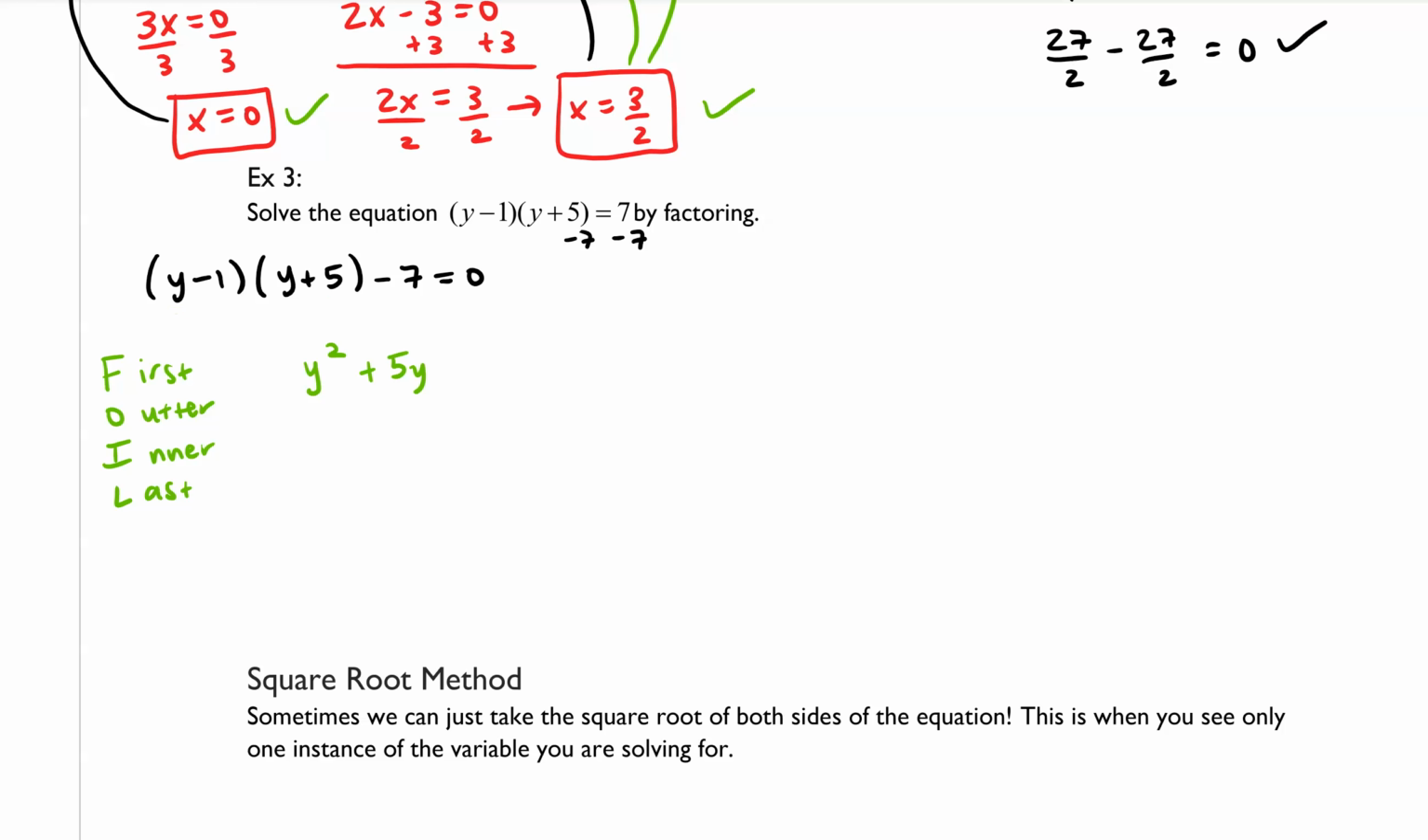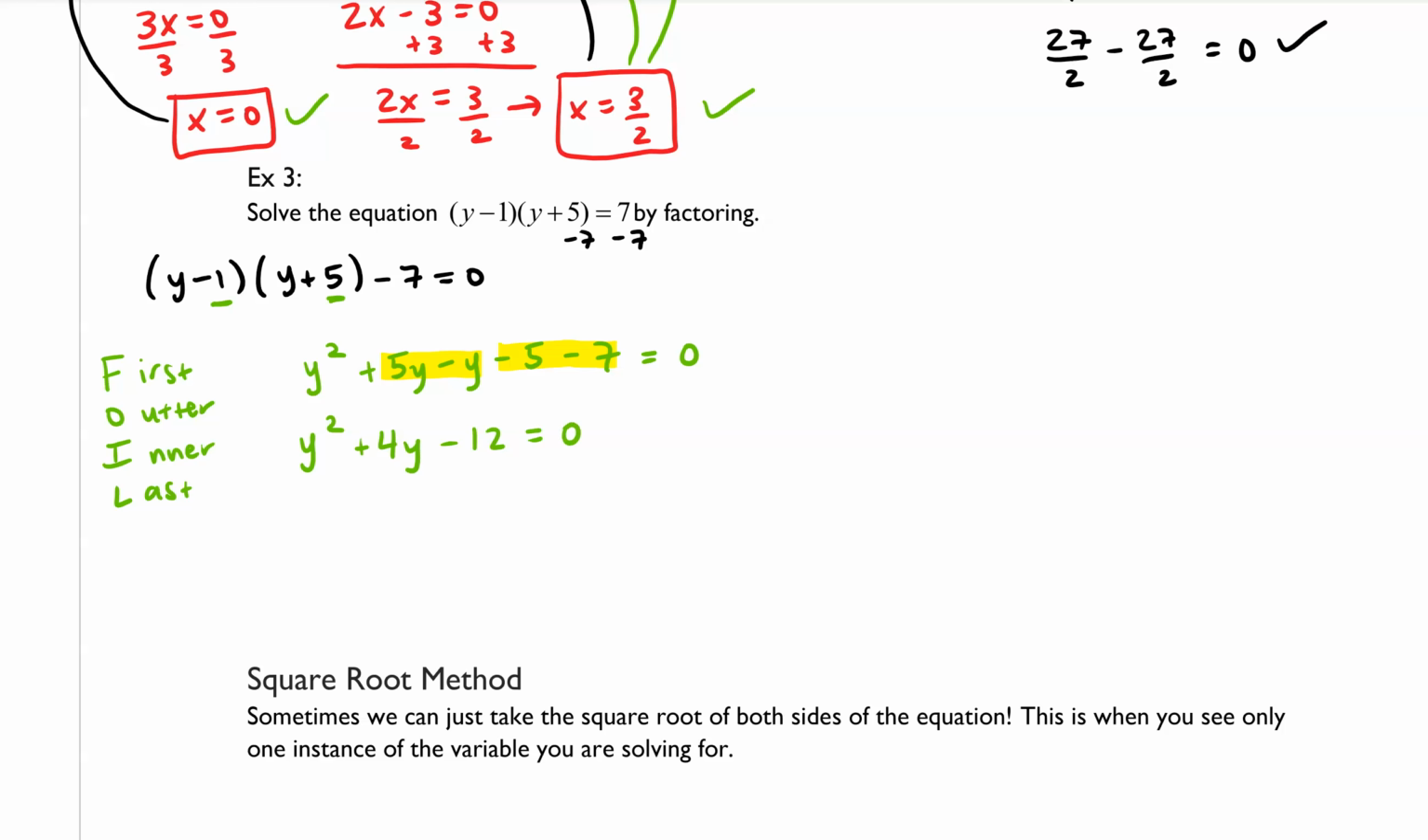Now we're going to multiply the inner terms together. So negative 1 times y is just minus y. And then we're going to multiply the last terms together. So negative 1 times 5 is minus 5. And then we still want to bring down that minus 7 we had from earlier, and we know that that is equal to 0. Now notice that we have some like terms here. So we have these like terms, and then we have these like terms. So we're going to want to go ahead and combine those. Now if we do that, we get y squared plus 4y minus 12 is equal to 0.